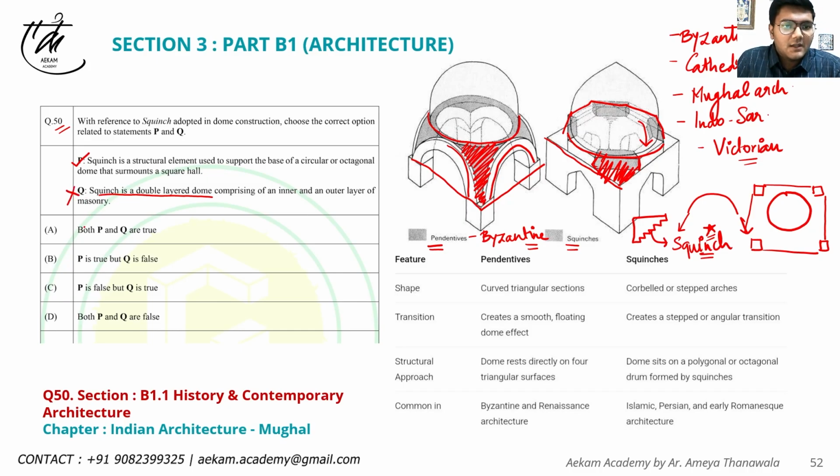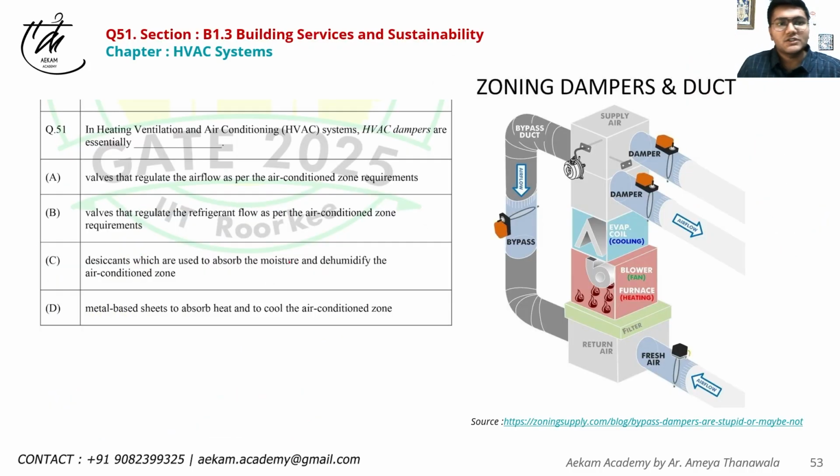Now let's see the option. Both P and Q are true. No, P is true but Q is false, so this has to be the correct option. Let's move on to the next question.